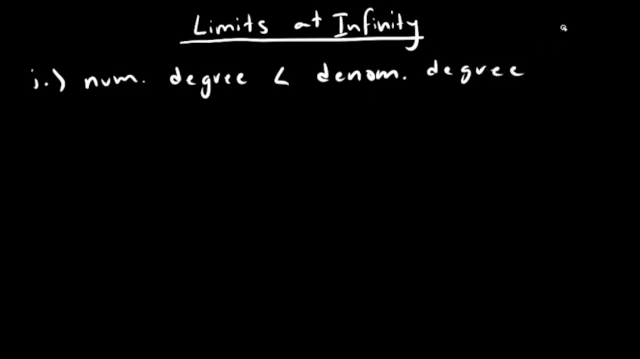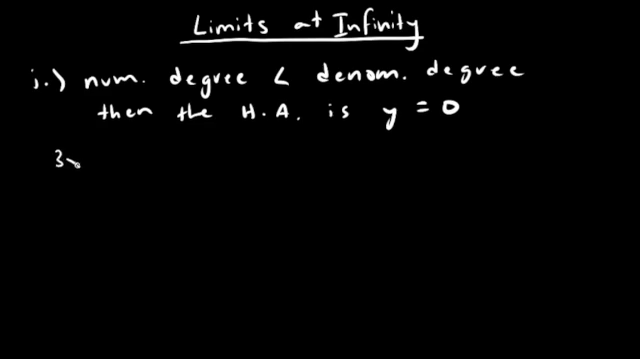Now, in order to do this, first we're going to need to know these three basic rules, right? The first one will be if the numerator degree is less than the denominator degree, then the horizontal asymptote is y equals 0. So the horizontal asymptote will be equal to 0. And in case you don't know, a degree is the highest power in a function.